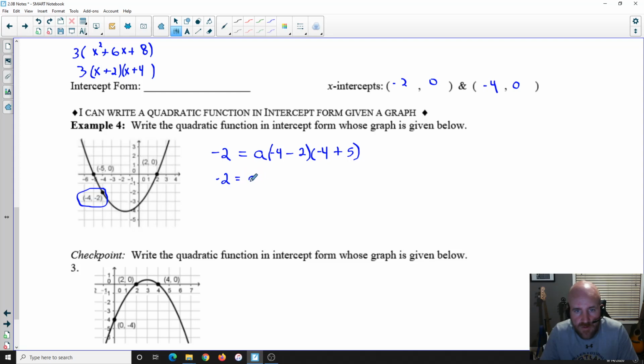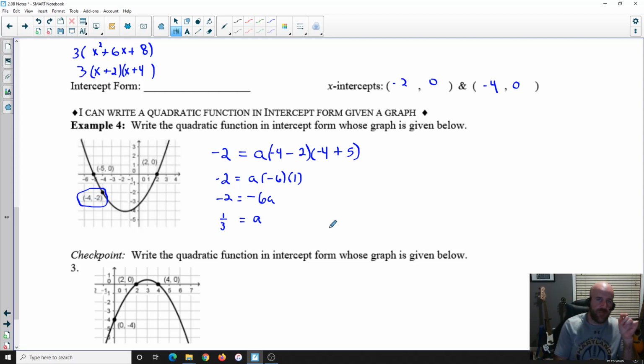So now we can just do some algebra here. So now we have -4 and -6 go together and make -6. -4 plus 5, that would be a 1. So 1 times -6, that's -6. So we have -6a equals -2. Then we're going to divide by -6. So -2 divided by -6 is a positive 2/6 or 1/3. So the a value is 1/3.